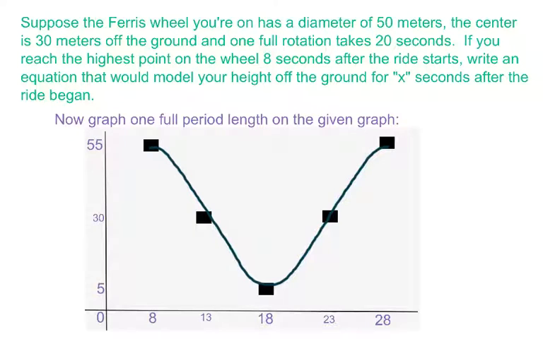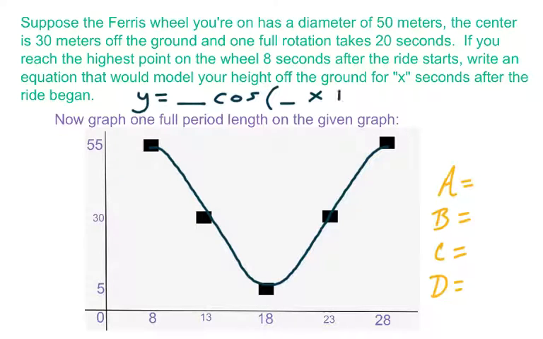Now, we must identify A, B, C, and D, so we can write an equation. And we're going to write the equation and fill in blanks. y equals A cosine of B times (x minus C) plus D. Well, if we use the information we have, A is the amplitude, and amplitude we found was 25, so 25 goes first. D is the axis we found is 30.